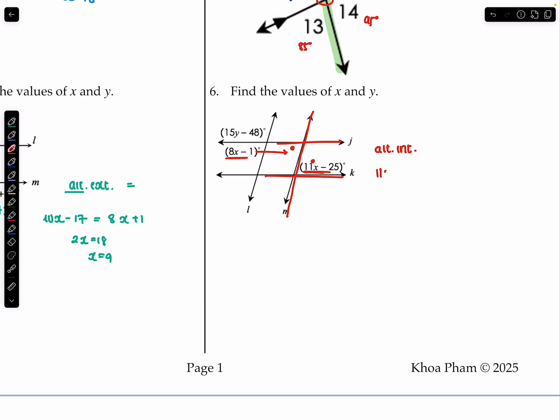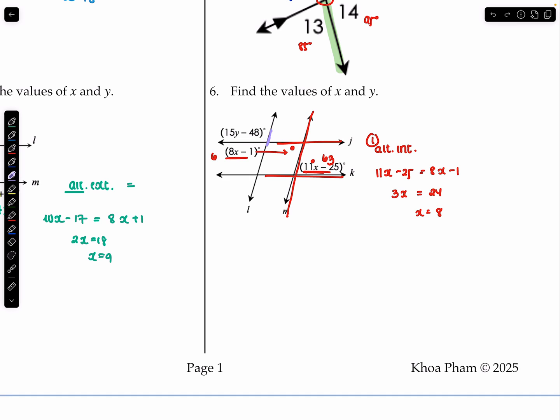And so we can solve 11x minus 25 equals 8x minus 1. So this gives us that 3x is equal to 24, and so x here equals 8. So that's step number 1, we're good. Step number 2 is we're going to plug back in. So 88 minus 25 is what, 63? Yeah. And so because these angles are equal, that's 63 degrees as well.